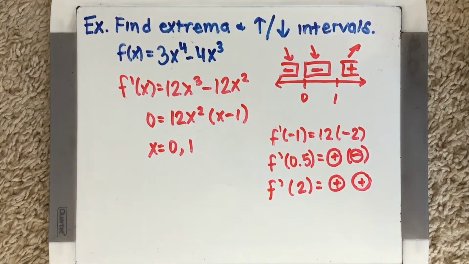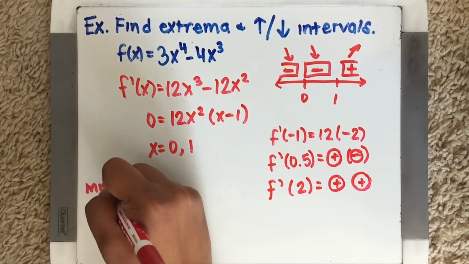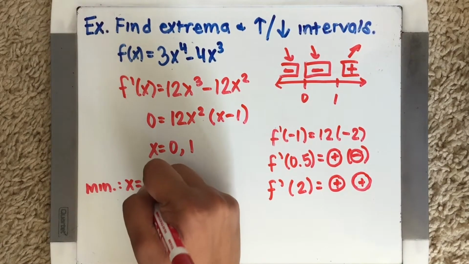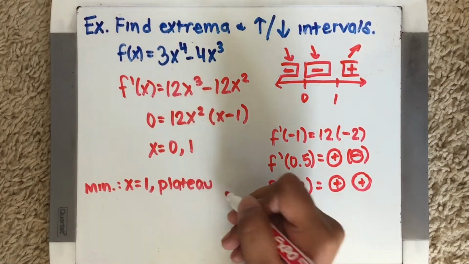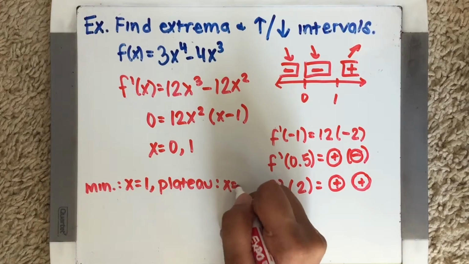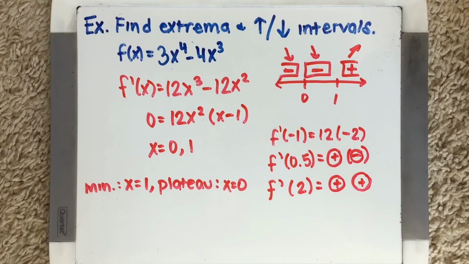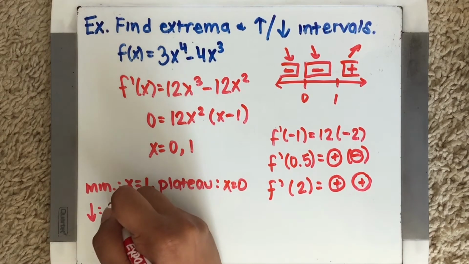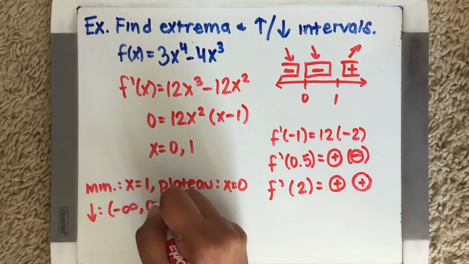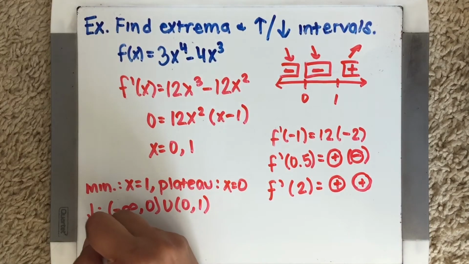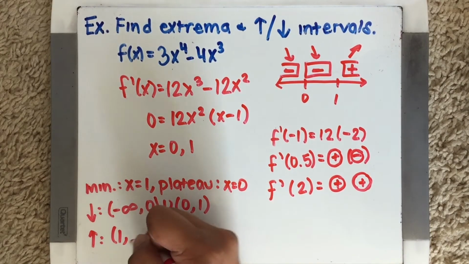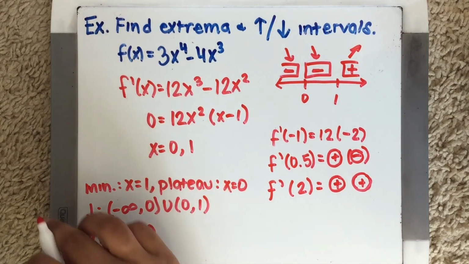So therefore, there is no maximum, but there is a minimum at x equals 1, and there is a plateau where the sign does not change at x equals 0. We also know that the graph is increasing from the interval from 1 to infinity, and the graph is decreasing at the interval negative infinity to 0 and 0 to 1. And that's our answer.